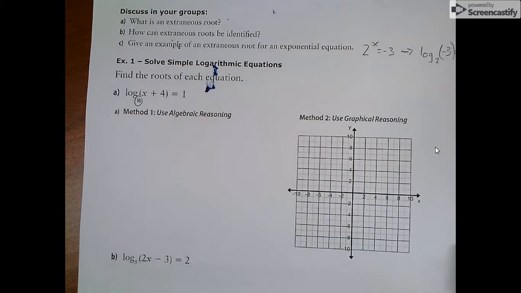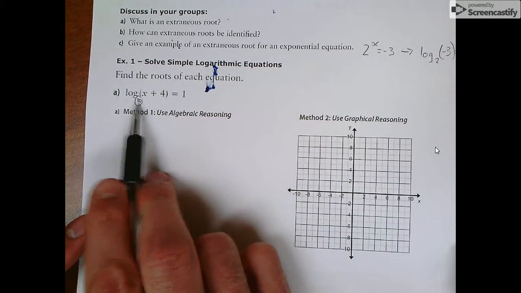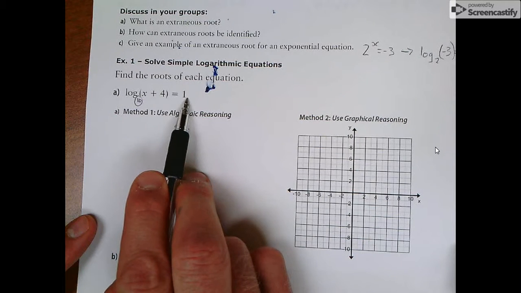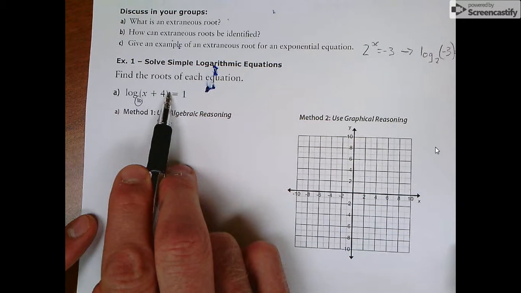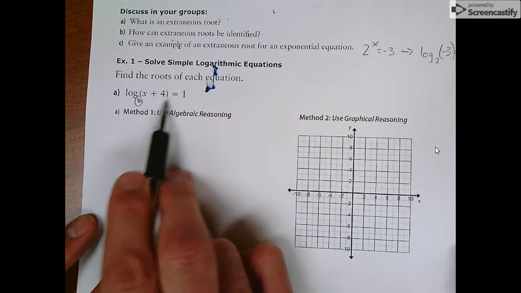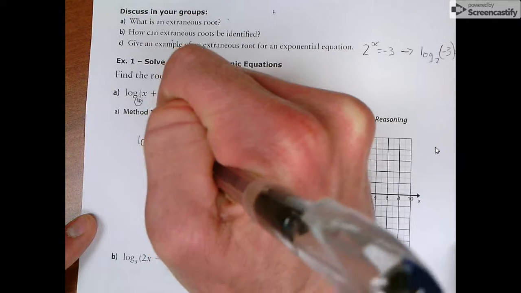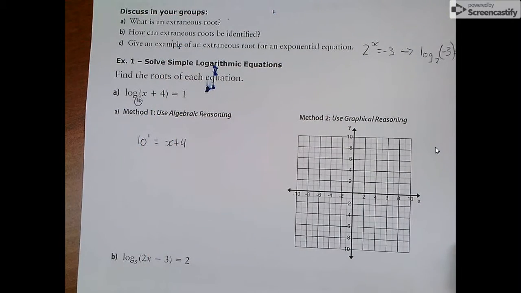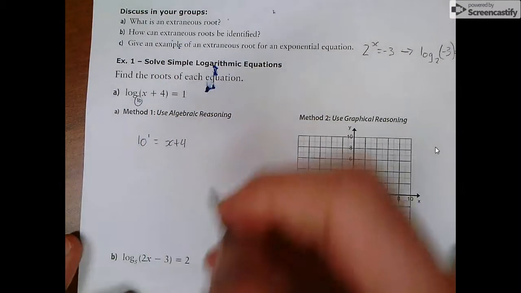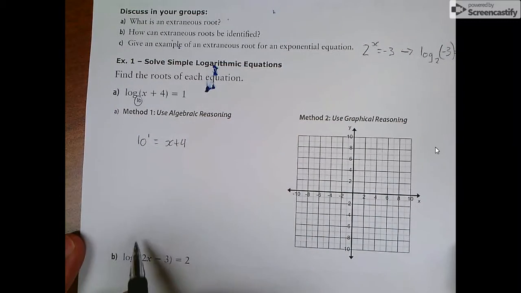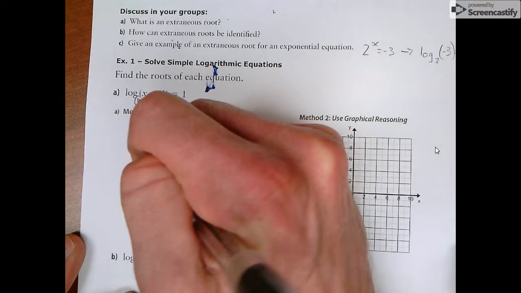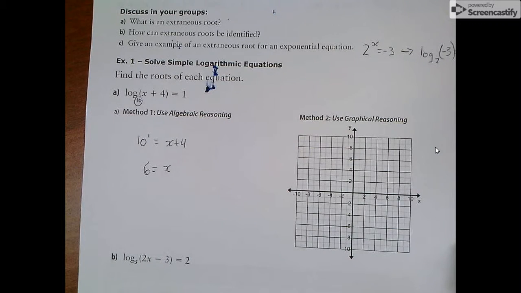So the straightforward way is to apply the definition of logarithms. Remember, the base to the power of the opposite side of the equal sign is equal to what's inside the log. So if we rewrite this as 10 to the power of 1 is equal to x plus 4. It's very, very straightforward to actually solve this, because now we just subtract the 4. 10 to the 1 is just 10, and we get x is equal to 6. Not super duper challenging.